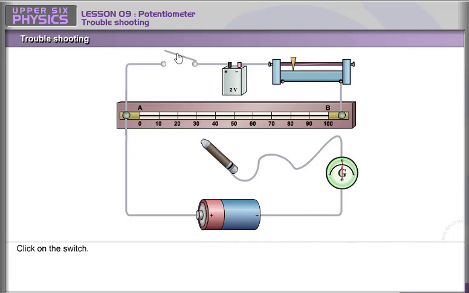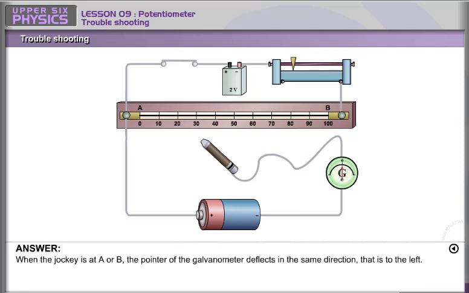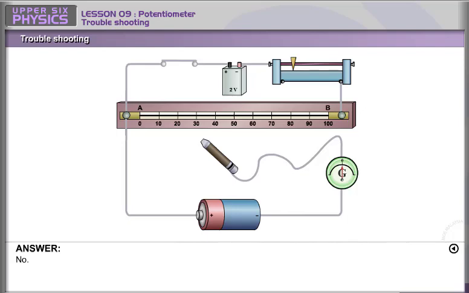Click on the switch. Touch the slide wire at A, then at B. What do you notice about the deflection of the galvanometer? Answer. When the jockey is at A or B, the pointer of the galvanometer deflects in the same direction, that is, to the left. Can a balance point be obtained at the potentiometer wire? Answer. No.